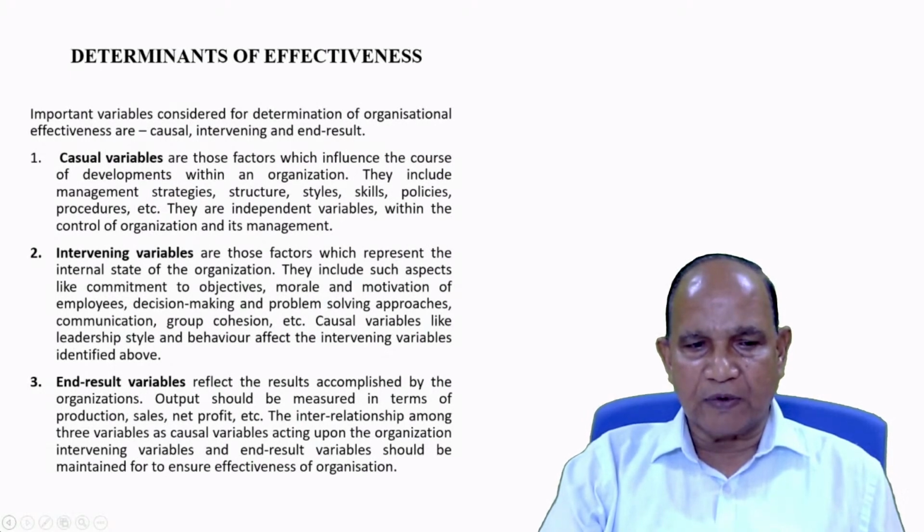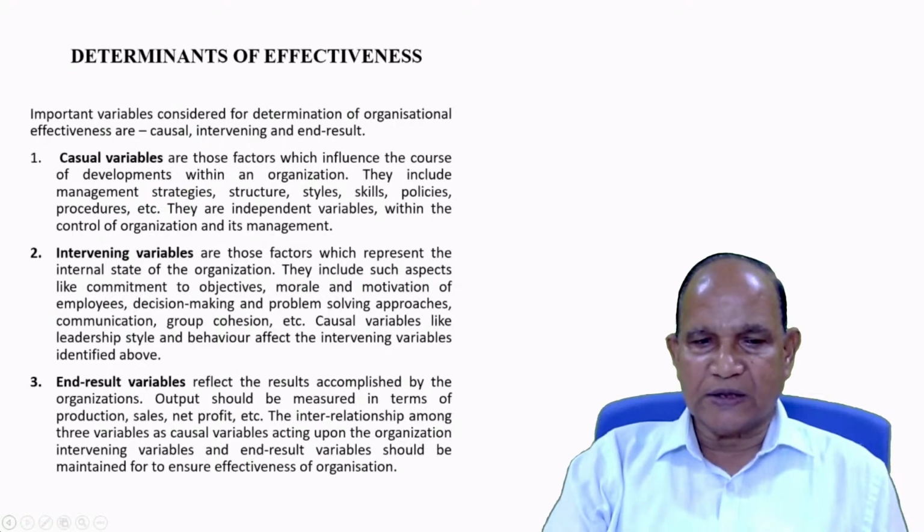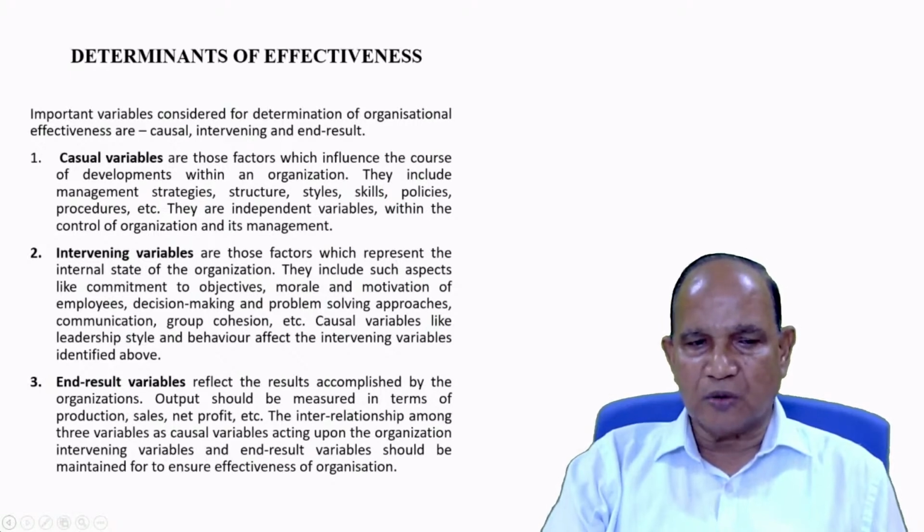Then third one is end result variable. So what is this end result variable? It reflects the results accomplished by the organizations. As the meaning of the word indicates end result, so automatically it is related to the end result. The output should be measured in terms of production, sales, net profit, etc.